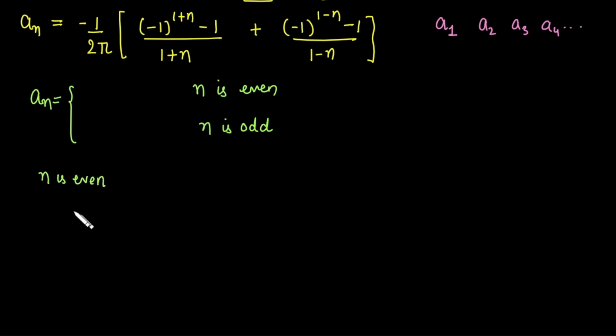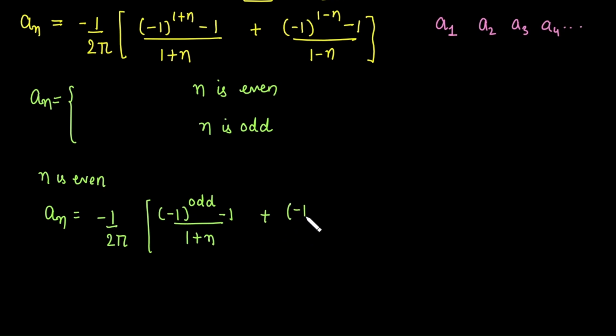So if n is even, what do we have? An is equal to minus 1 upon 2 pi, minus 1 raised to power... If n is even, this quantity is odd. 1 plus even is odd. Minus 1 upon 1 plus n. Keep this n as it is, because with even n, maybe 2, maybe 4, this quantity changes. But this quantity is always minus 1 raised to power odd.